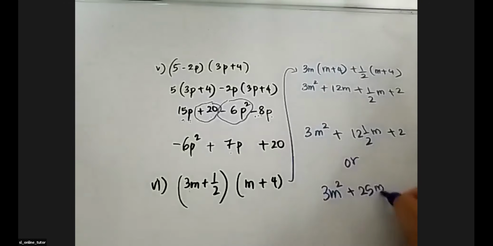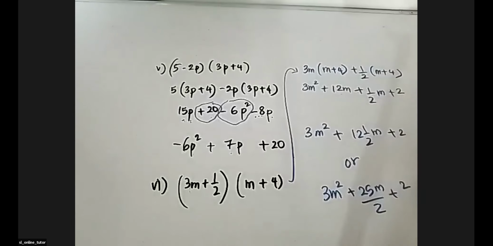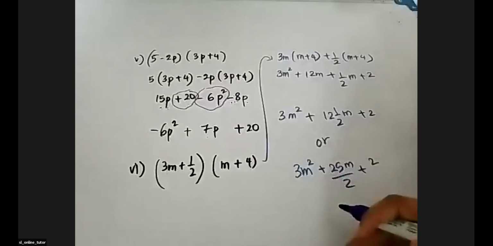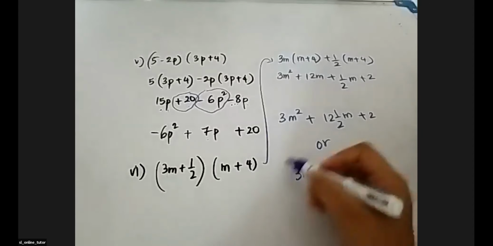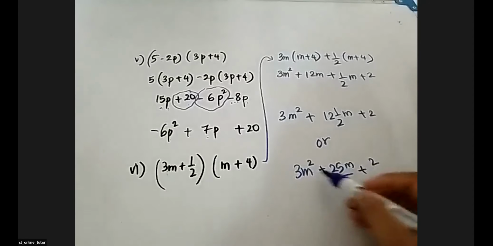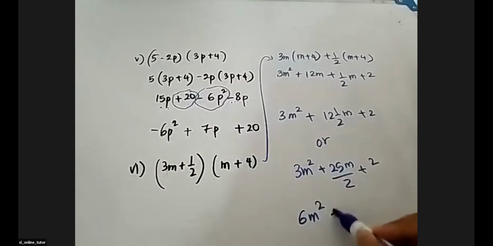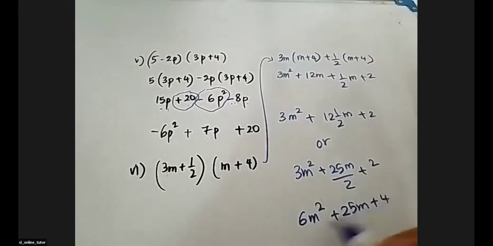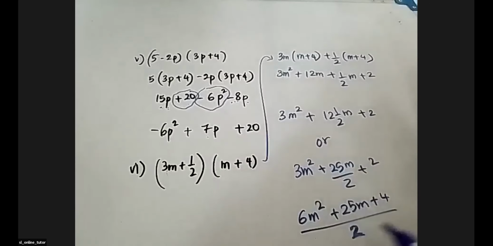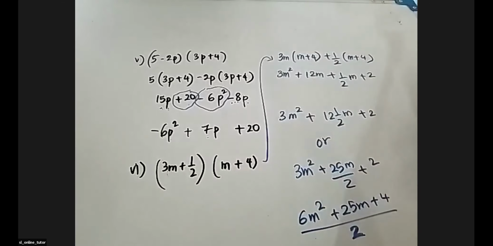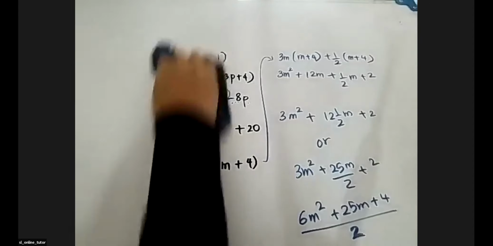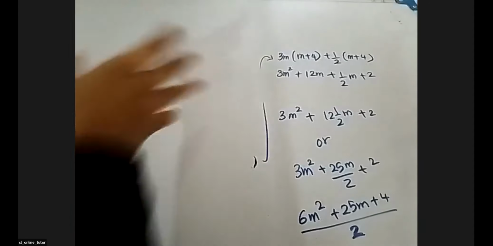So I'll write both the answers here. Plus 25m upon 2 plus 2. Right? If you want to give a very final simplified answer, how can you give it? You can make a common denominator for everything: 6m squared, 25m, and 4 upon 2. If you take it this way, it's also correct. This is the most simplified way. Now we'll go to Roman number 7. Check your answers correctly for Roman number 6.